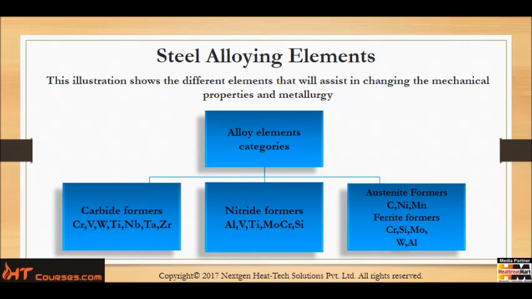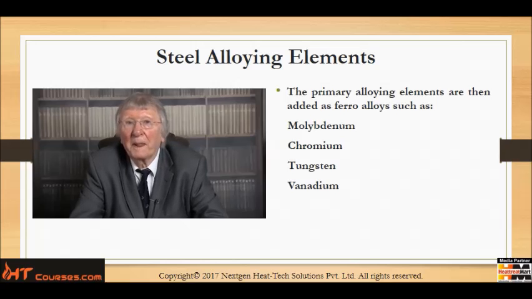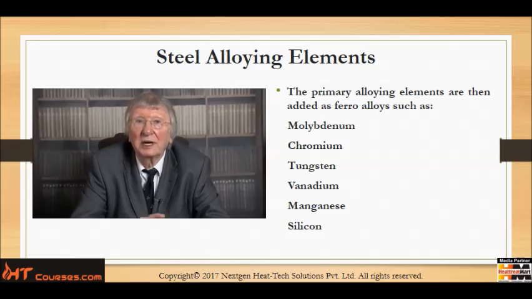This illustration shows the different elements that will assist in changing mechanical properties and metallurgy. You have the tree with 3 different groups of alloying elements. Each of these groups will create a different mechanical property and a different metallurgy. The primary alloying elements are then added as ferroalloys such as molybdenum, chromium, tungsten, vanadium, manganese, silicon, and others.